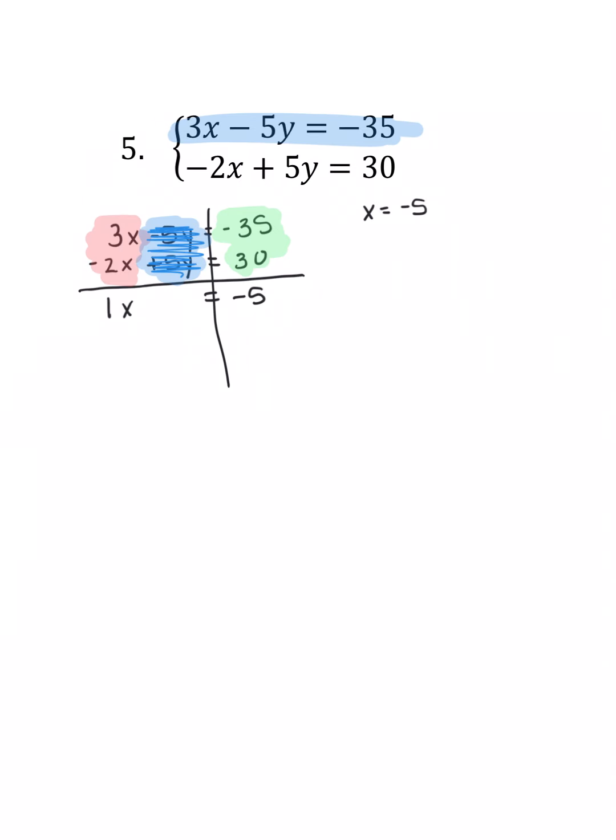So I'm going to say 3, and instead of x, I'm going to say negative 5. So put it in parentheses. That means I'm multiplying. Minus 5y equals negative 35. Okay, the first thing I'm going to do is distribute. So 3 times negative 5 is negative 15 minus 5y equals negative 35.